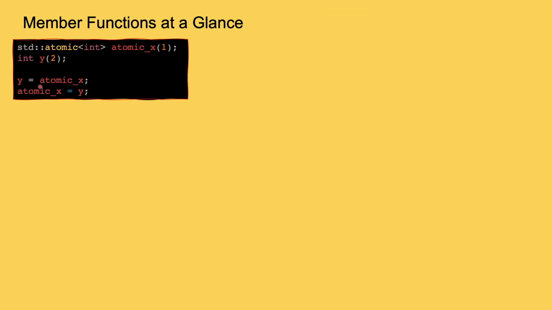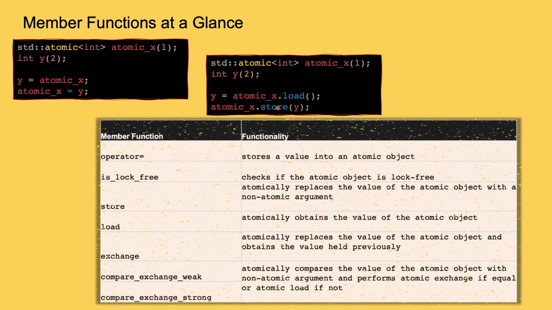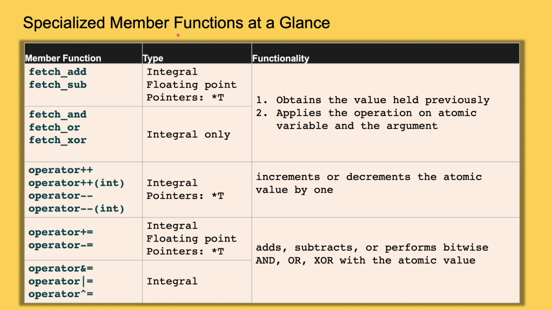So we learned that we could either use assignment or use the load and store explicitly. And then we learned that there's a set of generic member functions: is lock-free, load and store, exchange, or compare and exchange, either weak or strong. These operations apply to all atomic types. Then we learned about specialized members, which only apply to certain types. For example, fetch add and fetch sub only apply to integral, floating point, and pointers, but not booleans.